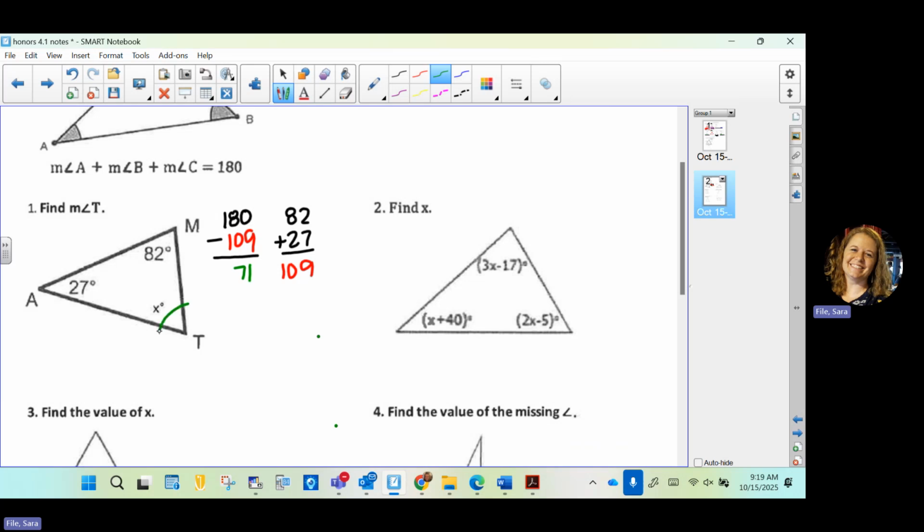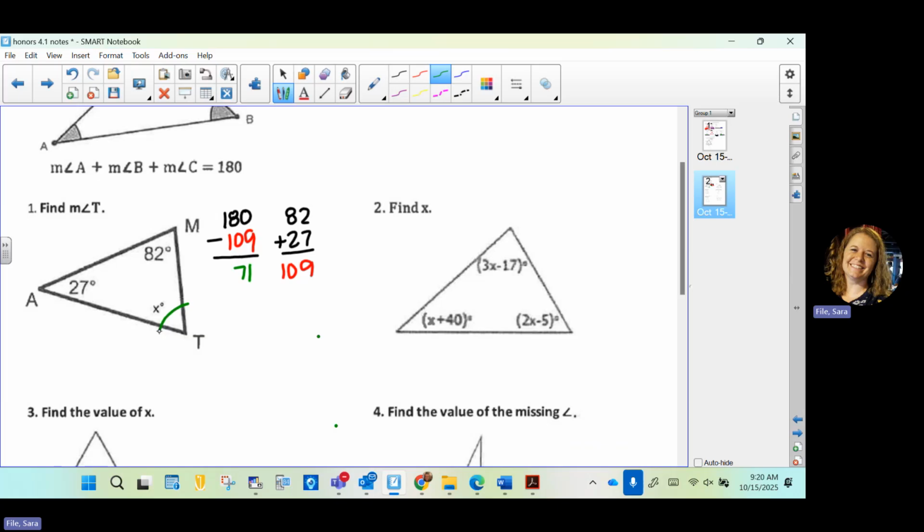Now, if I were to ask you to classify this triangle, what type of triangle would you say this is? Also, all three angles are what? All of them are acute. So if we classify by angles, it's acute.